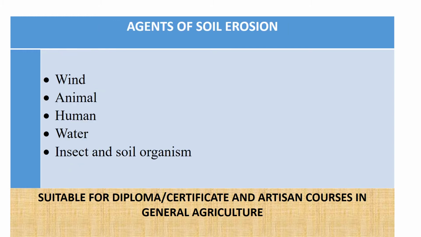Next we'll be looking at the agents of soil erosion. When we talk of the agents of soil erosion, these are all factors that make it possible for the process of soil erosion to occur. The first agent of soil erosion is wind. We have animal, human, and when we talk of human, to be specific, it is human beings or people. Then we have water, insect, and soil organism.